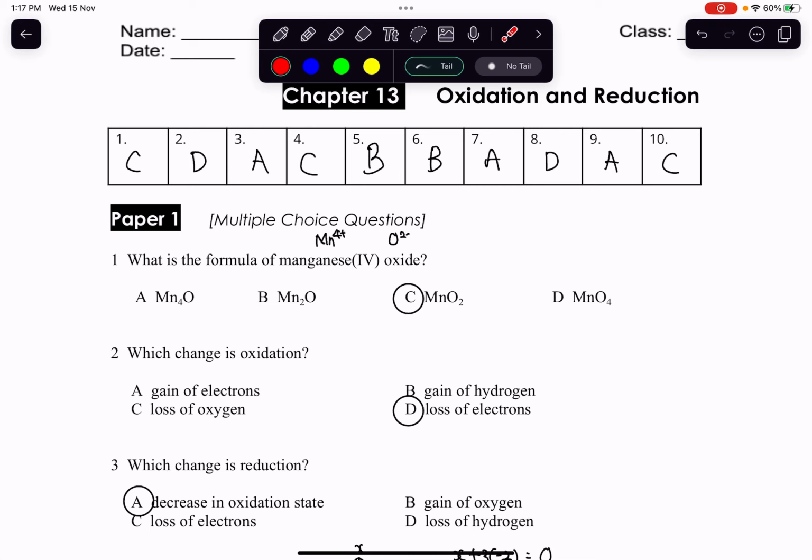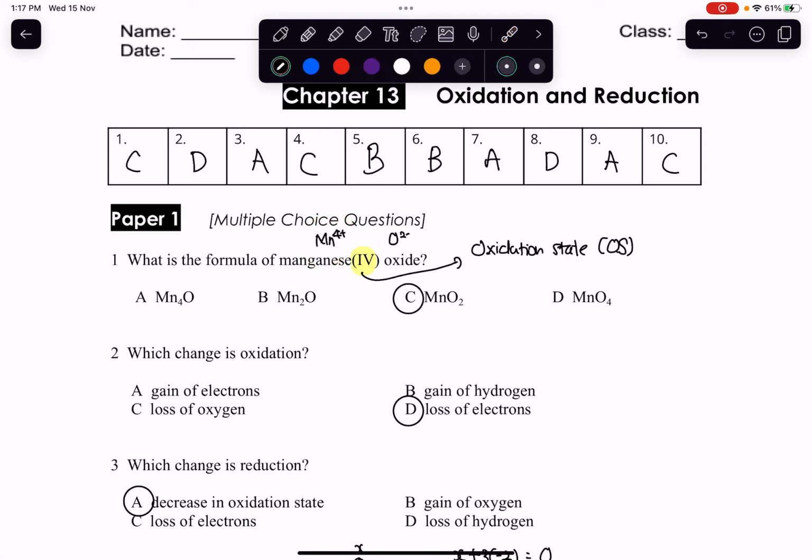Okay, so for question 1, they ask what is the formula of manganese(IV) oxide. Please take note, what is the significance of this Roman numeral? This refers to the oxidation state, or we short form OS, right? So this means that the manganese ion in manganese(IV) oxide is Mn4+, and for the oxide ion it is O2-. So Mn4+ and O2-.